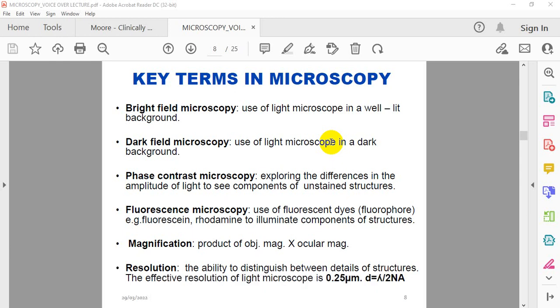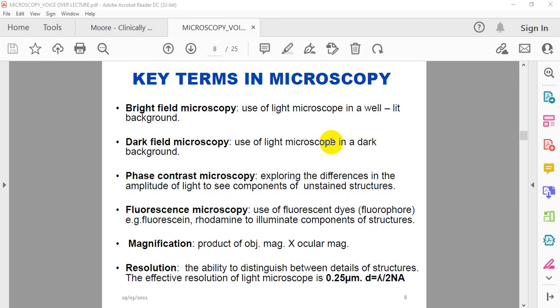Okay, so we resume part 2 of this lecture. I showed you the images of the bright field microscopy, dark field microscopy, and also phase contrast microscopes, and how the technique is done.